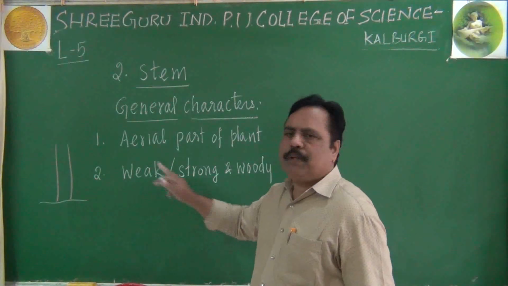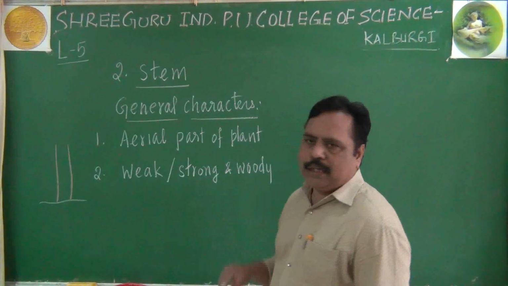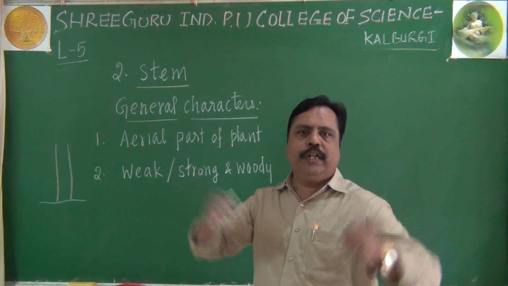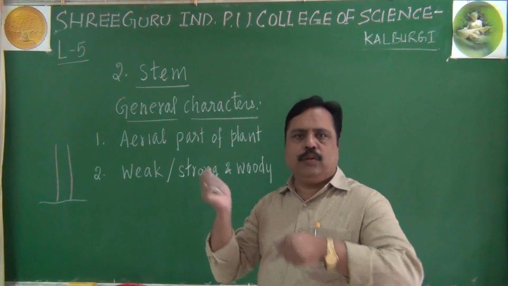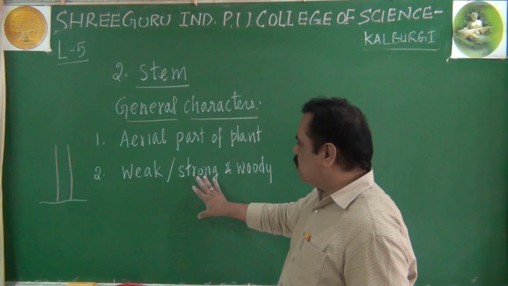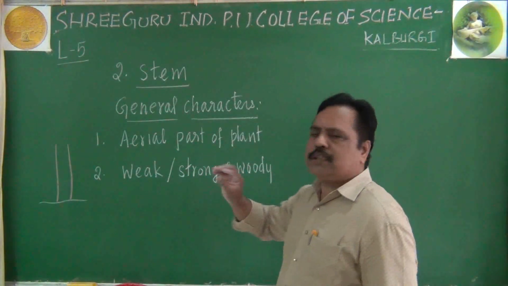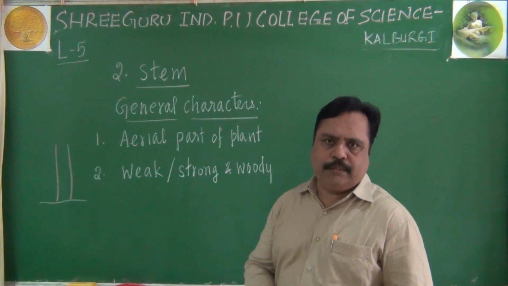So weak stemmed plants are there, and some of them are strong stemmed plants. They will have a very strong stem. They will be woody in nature. You cannot simply break them. You need an axe to cut that stem. So some of the stems are strong. Some angiosperms exhibit strong stem, and some of them exhibit weak stem.